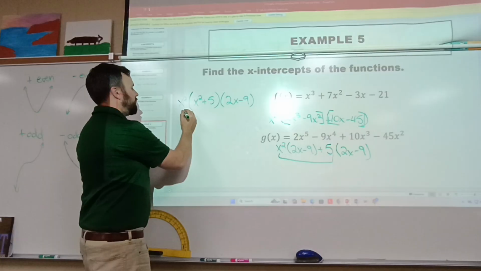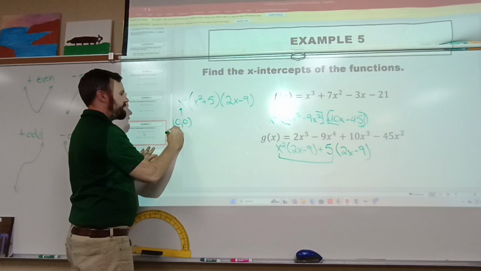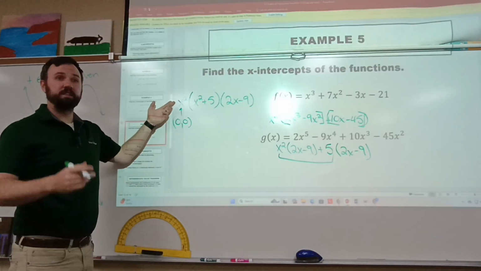So, what's my 0 for this number out in front? 0, 0, right? What do I plug into x to get 0?